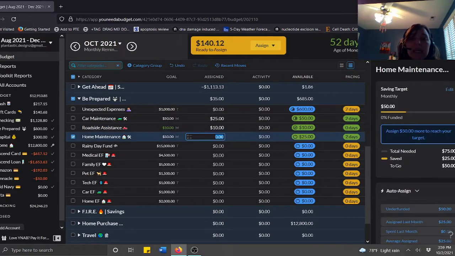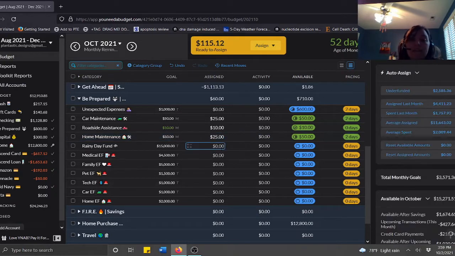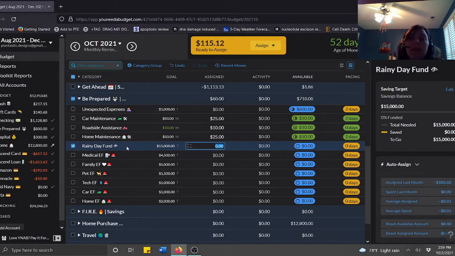Home maintenance. I'm going to go ahead and put $25 in here too, just setting money aside for that for whenever I do get a house. Your rainy day fund. So this to me would be my income replacement fund. Your 3 to 6 months expenses, rainy day, income replacement, all of that. So eventually I want to get 15 grand set aside. That would be 6 months. First, I want to get this to $1,000 and then get 1 month ahead and then start putting money in here to have the actual income replacement set aside.